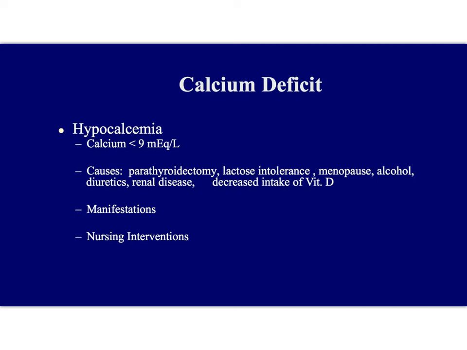Low calcium level, less than 9.0 milliequivalents per liter. Some things that cause a low calcium level: if you have your parathyroid removed, you don't have parathyroid hormone anymore. Lactose intolerance. Alcohol can cause issues with calcium absorption. It has an effect on absorption in the GI system, and it changes the liver and how people absorb the calcium. Diuretics can cause it.